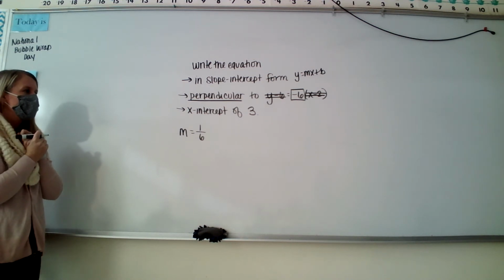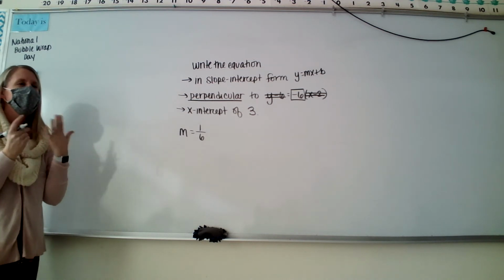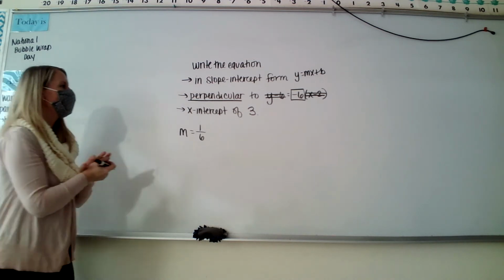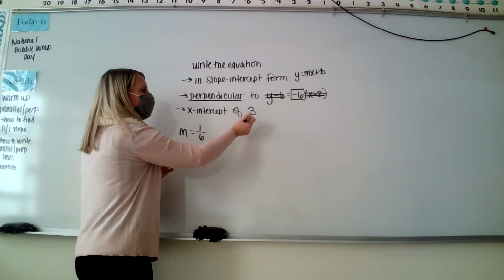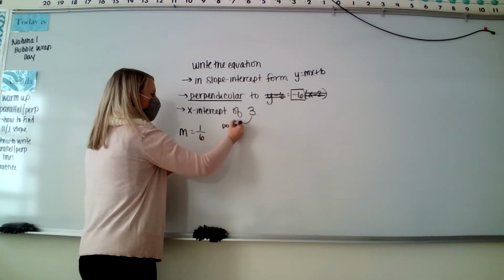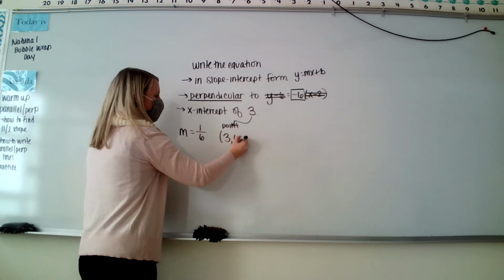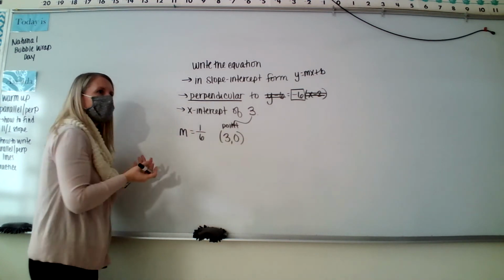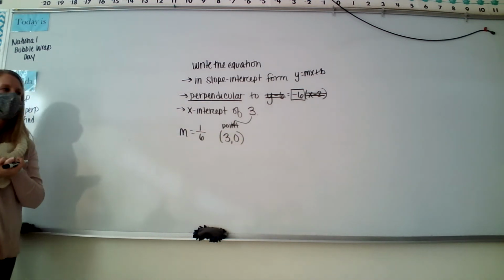Now you're like, oh, it has an intercept, but it's an x-intercept. That doesn't really help me. I need a y-intercept for slope-intercept form. If you ever see an intercept, write it as a point. So that is the point (3, 0), right? If it's the x-intercept, that means I know the x and the y is 0.